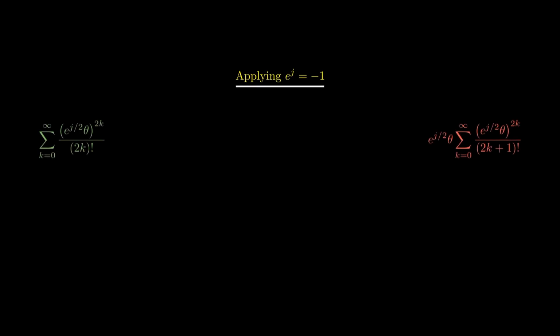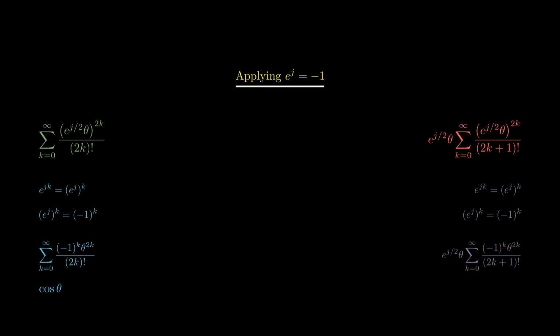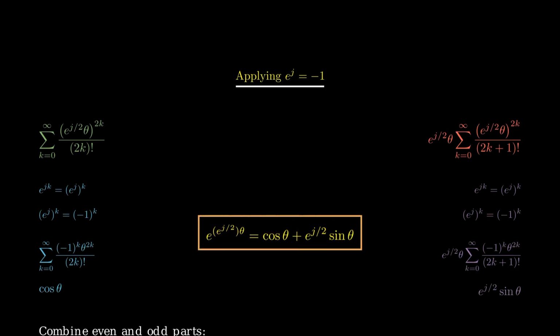Watch this. Now here's where our definition shines. Since e to the j equals -1, e to the jk becomes -1 to the k. Plugging that in, our even terms become the sum of -1 to the k times theta to the 2k over 2k factorial. That's just cosine theta. The odd terms give us e to the j over 2 times sine theta. So we've got it, e to the j over 2 times theta equals cos theta plus e to the j over 2 times sine theta. That's our virtual Euler formula.